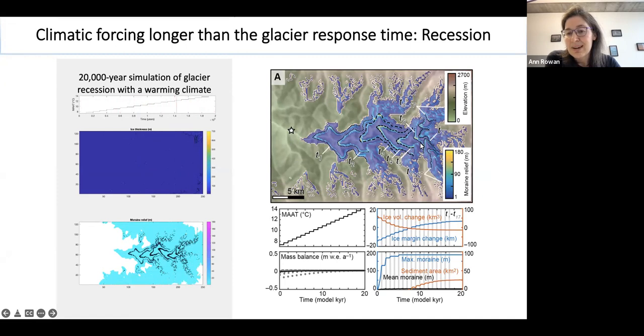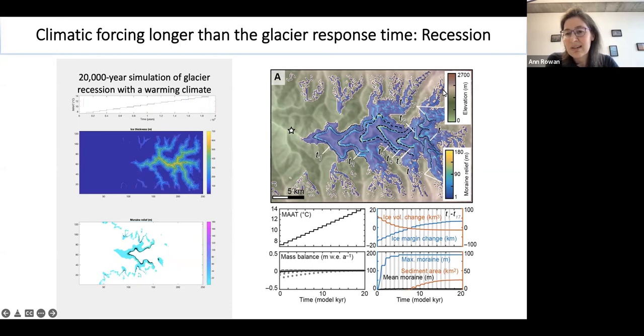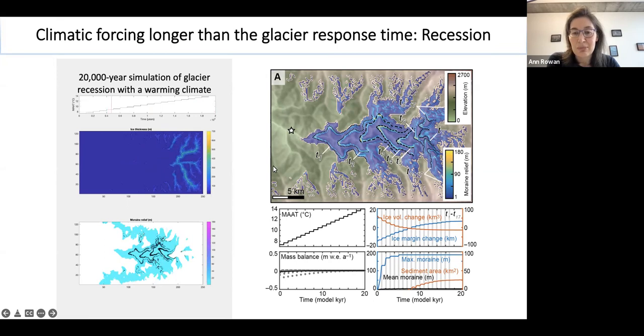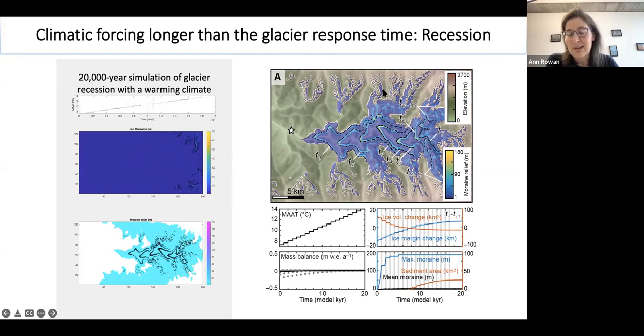And the glacier continues to build moraines as it recedes, except for when it gets right back to its headwaters, right back to the cirques, where there isn't enough sediment available for very small glaciers to build moraines. So in each of these maps, where you can't see any of the blue shading, that's where there's no sediment accumulating.